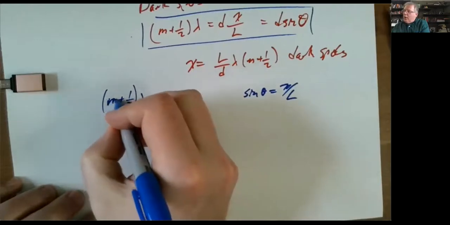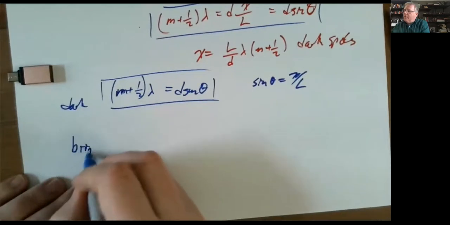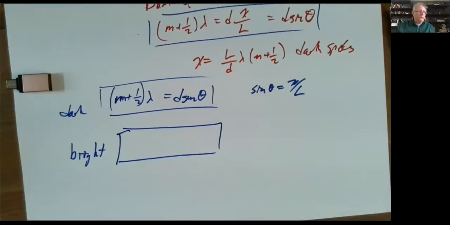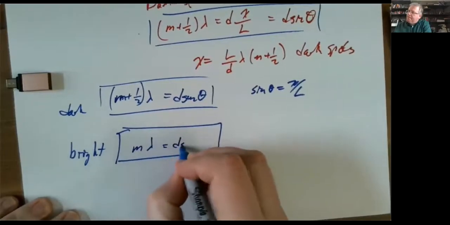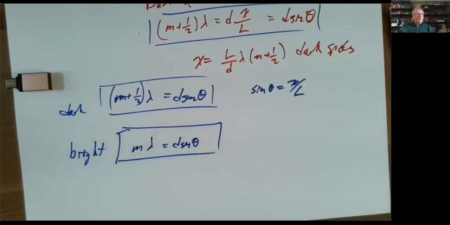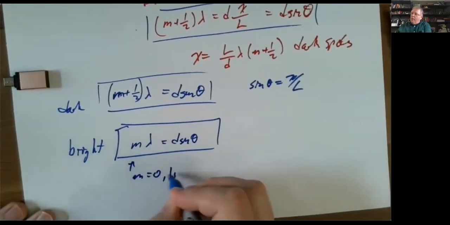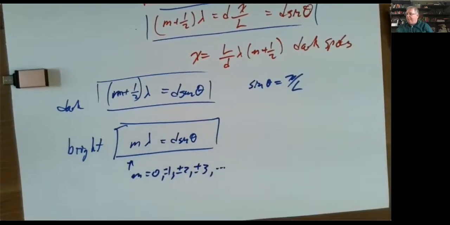How would I change this formula for the bright spots? How would I rewrite that? Take away the 1/2, exactly. So that's going to be the bright spots, right? So this is again for m equals 0, 1, plus or minus 1, plus or minus 2, plus or minus 3, etc. This is called the order of the spot.